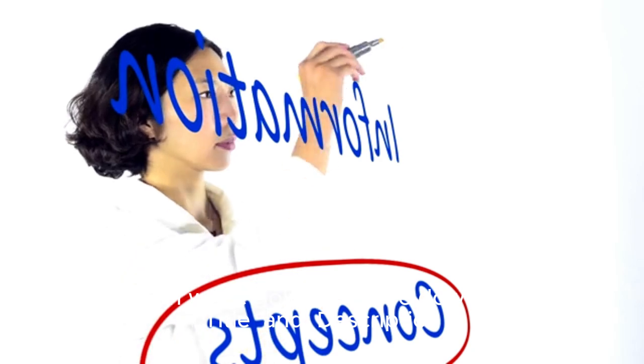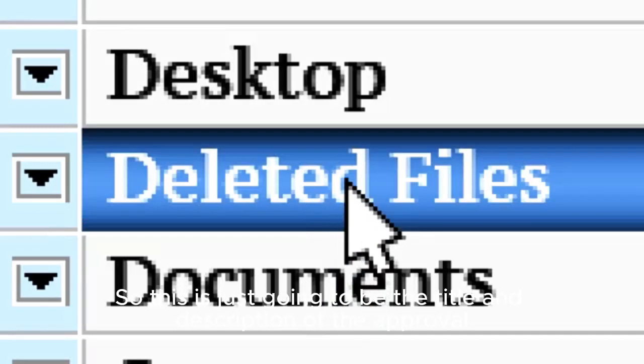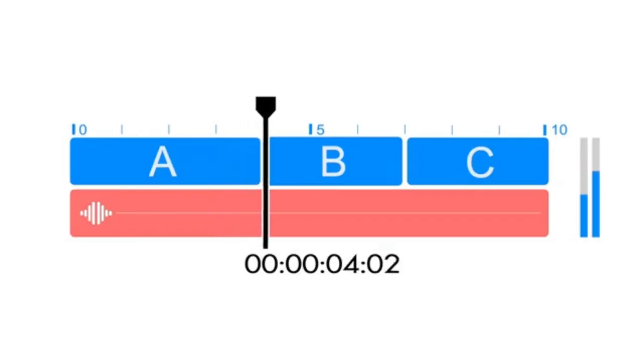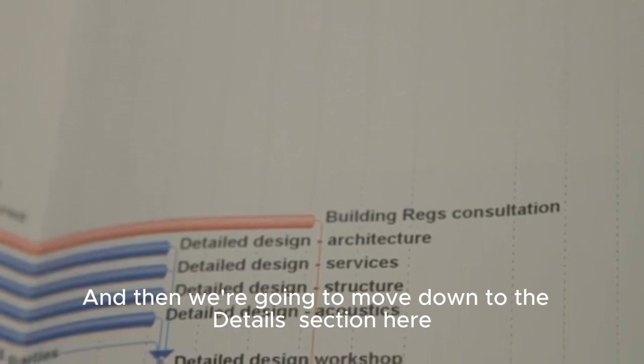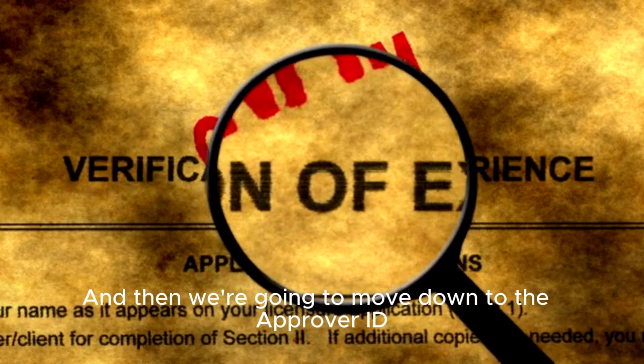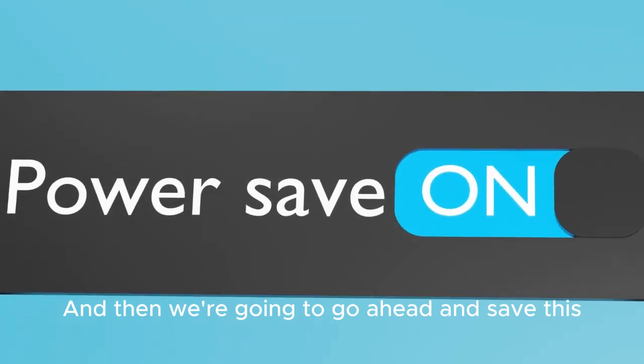And then we're going to move down to the title and description. So this is just going to be the title and description of the approval. So I'm just going to put in something really quick. There we go. And then the next thing that we are going to do is set the Assigned to field. And then we're going to move down to the Details section here. And then we're going to move down to the Approver ID. And then we're going to go ahead and save this.